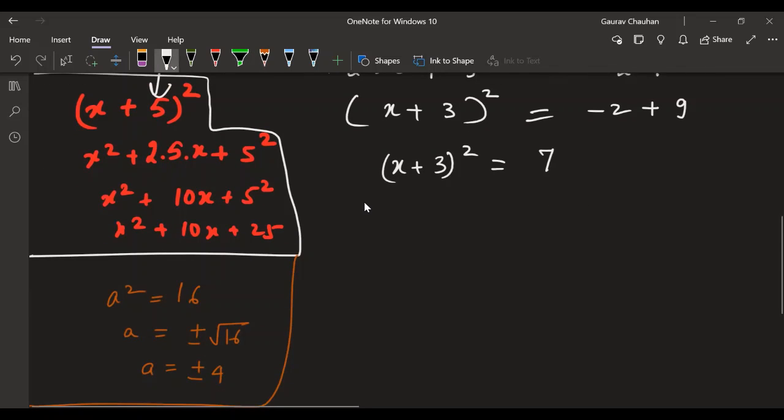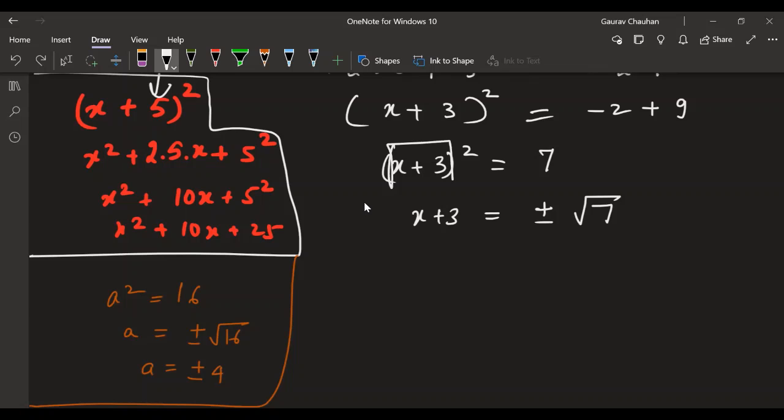Okay. Now we are here. So if I have to take root on both sides, if I'm taking this to this side, my x plus 3 will be equal to what then? Plus or minus root over 7. See, I'm taking square root on both sides, right? This is just like this, okay? A square is equal to 16. Next step, what did I write?